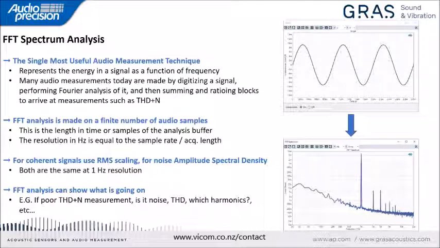And I won't go into the full depth of it, but I will say a couple of important things. So the first is that in FFT analysis, this is always done on a finite number of audio samples. So you acquire or record audio for a certain amount of time, you gather a certain number of samples, and then you do the mathematical transform on those samples. The frequency resolution is the sample rate divided by the number of samples you've acquired.